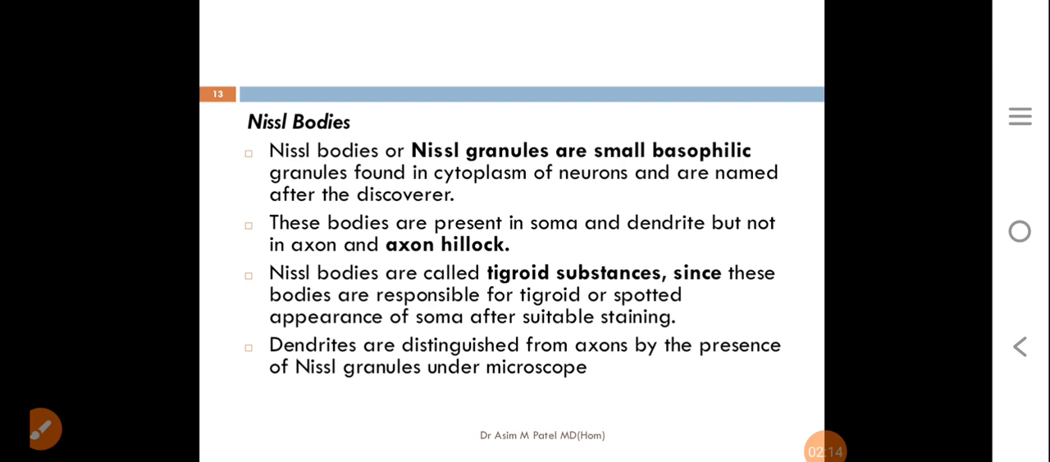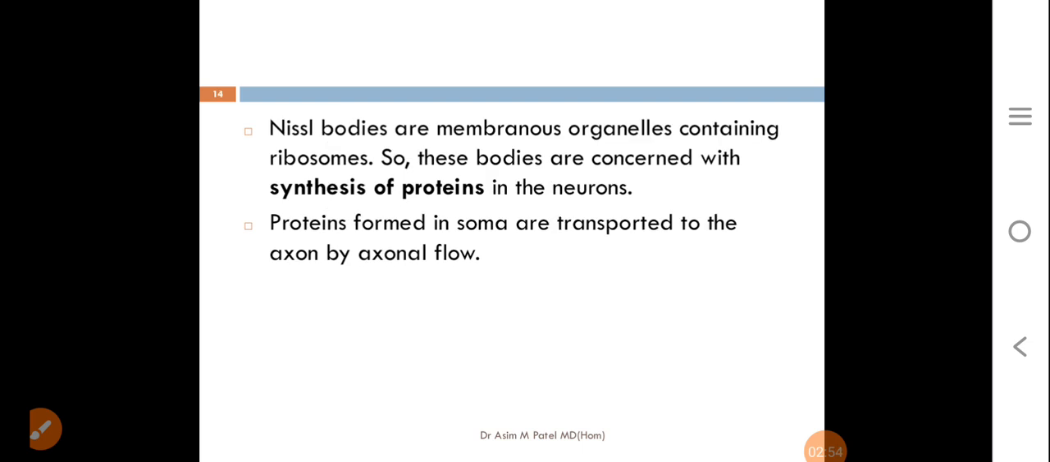Then the specific thing there in the nerve cell body, these are the nissl bodies or nissl granules. These are the small basophilic granules which are found in the cytoplasm of neuron, and they are named after their discoverer. These bodies are present in the soma and also there in the dendrite, but they are not found in the axon and axon hillock. Nissl bodies are called tigroid substances because they give a spotted appearance. Dendrites and axons can be differentiated depending upon the presence of nissl bodies, because dendrites contain nissl bodies and axon do not contain nissl bodies.